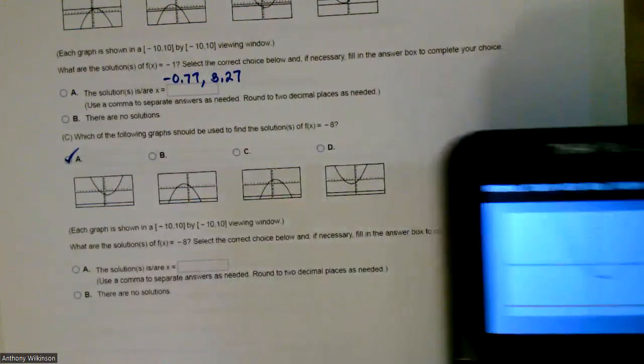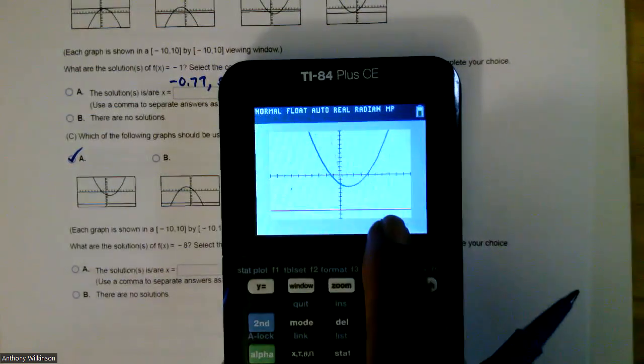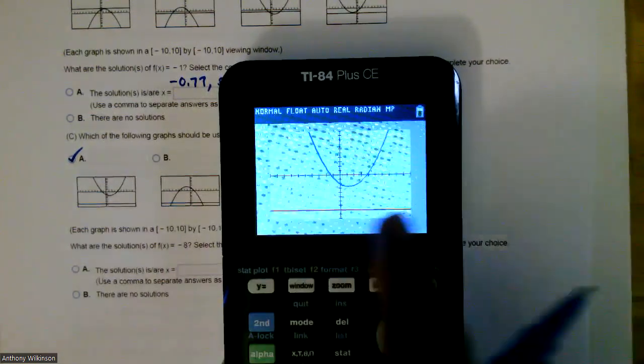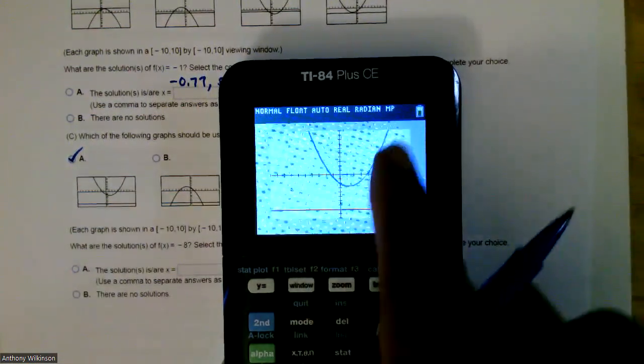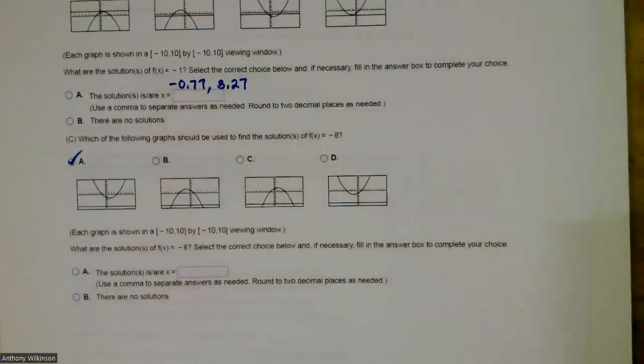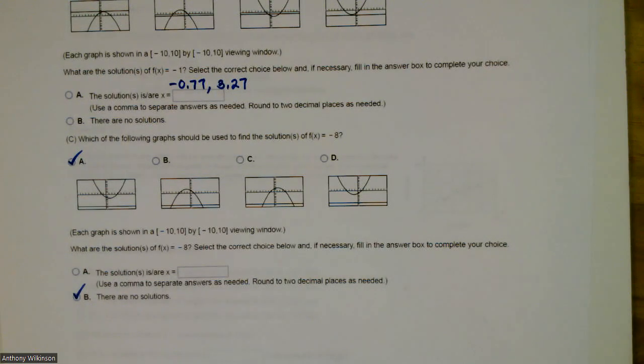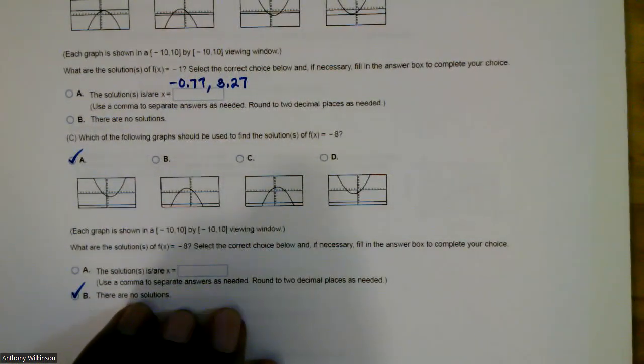Now, to find the solutions here, there's no points of intersection. Look where f of x equal -8 is, and look where the graph of our parabola is. There's no points of intersection. That means that there are no solutions. There are no solutions here. All right, so do be familiar with using a graphing utility to do these types of problems here.